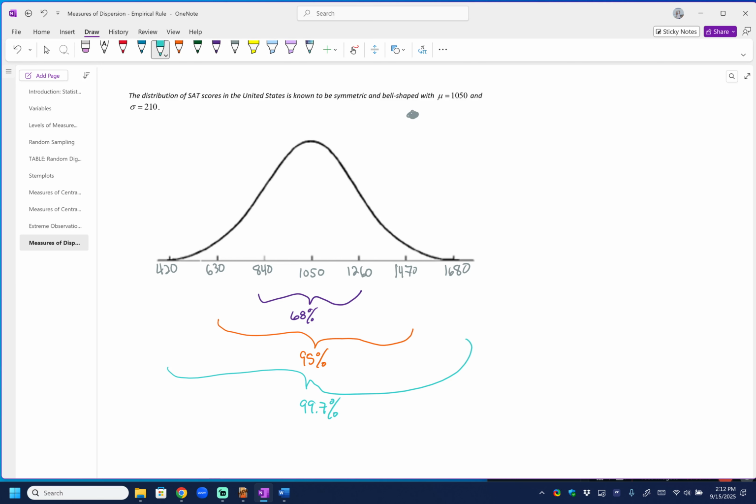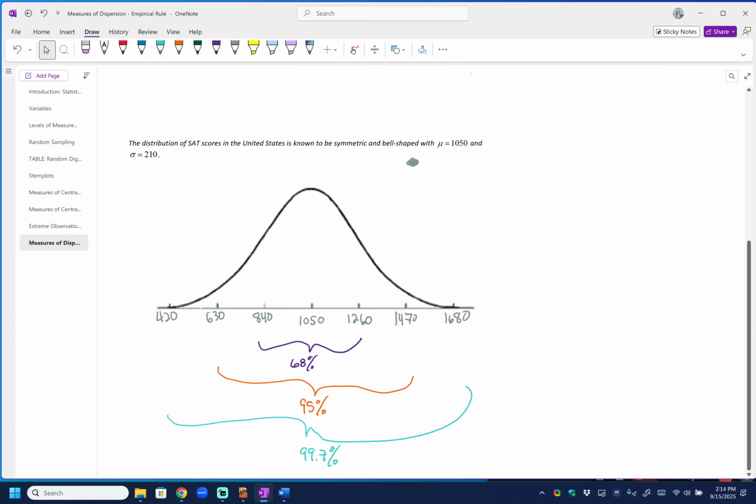Again, this is something that always happens in symmetric and bell-shaped curves, later to be called normal curves, by the way, to be more specific. But this is a trait that happens to occur in all of these types of curves. Okay, so let's speak generically first.